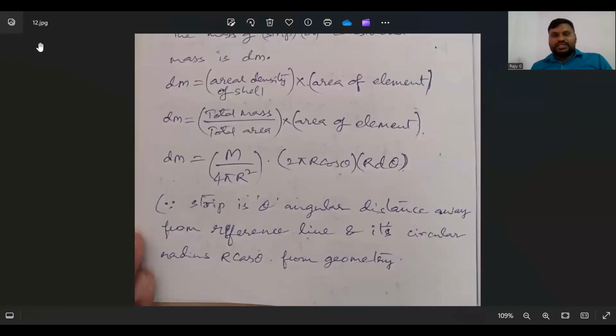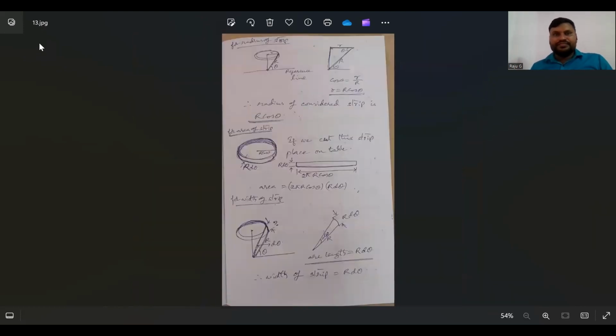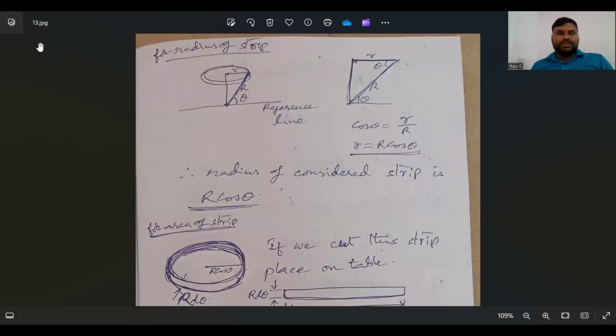Let us find how the strip is situated, since the strip is at an angular distance from the reference line and its circular radius is r cos theta from the geometry. I will explain in the next picture. For the radius of the strip, we consider only the part of the strip in the spherical shell. Look at this picture clearly. This is the radius of the strip, small r, and this is the radius, capital R. In this right triangle, the hypotenuse is capital R.